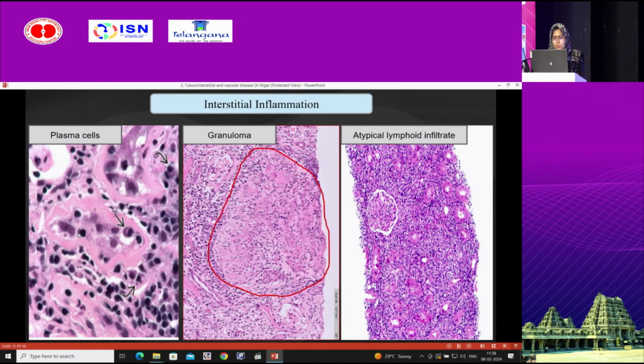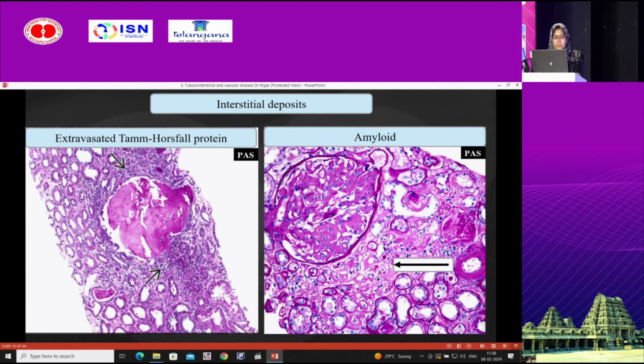The next is granuloma. There are interstitial aggregates of epithelioid histiocytes with occasional multinucleated giant cells. These can be seen in tuberculosis, sarcoidosis or drug reactions. When the interstitium is expanded by sheets of these monomorphic atypical lymphoid cells, a lymphoproliferative disorder needs to be suspected. Coming to interstitial deposits, when there is an outlet obstruction, the tubules undergo rupture and the Tamm-Horsfall protein is extravasated into the interstitium, which elicits an inflammatory response around it. And next comes these PAS negative deposits in the interstitium, which is amyloid.